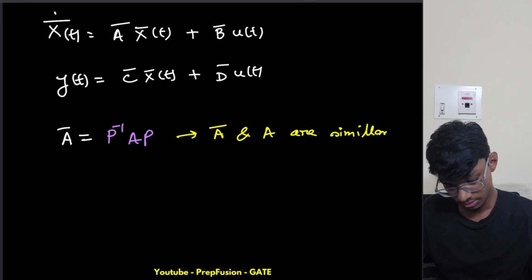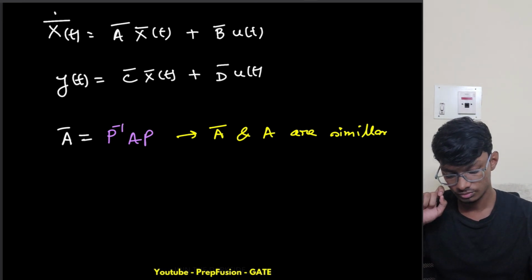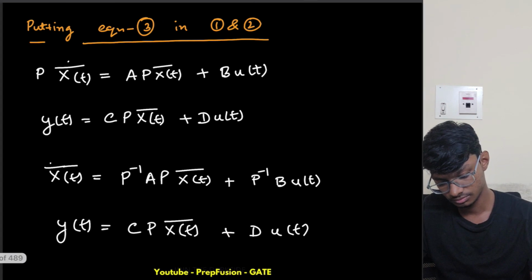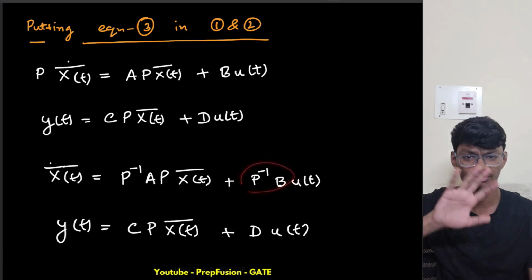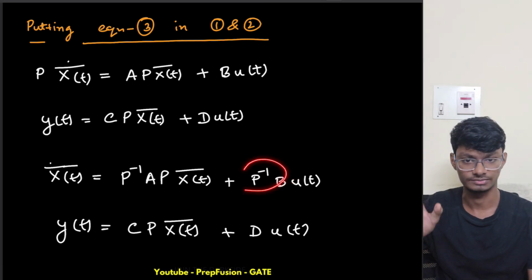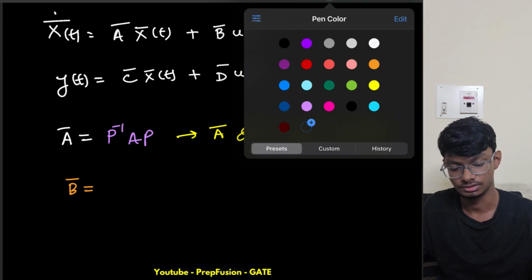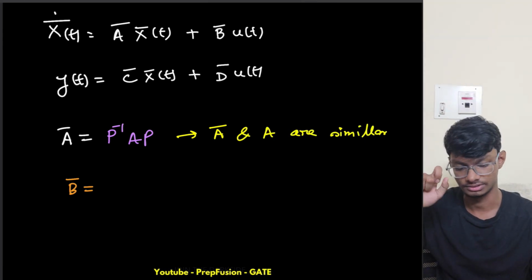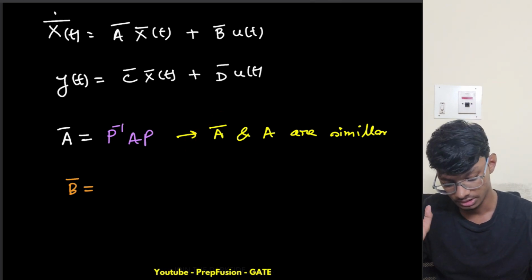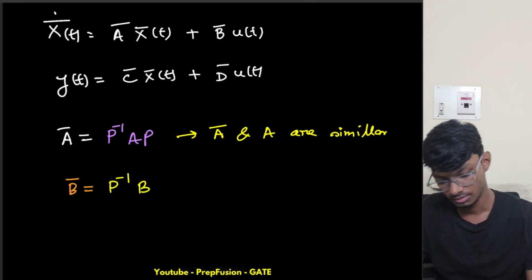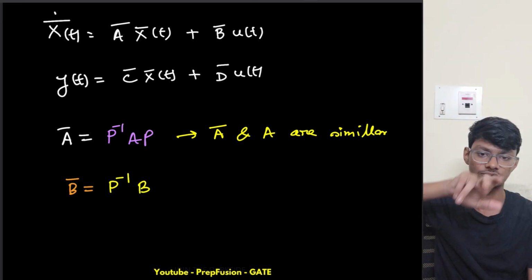Now what is B bar? There is no special relation here. This one we call a similarity transformation, but this doesn't have any name. B changes to P inverse B.